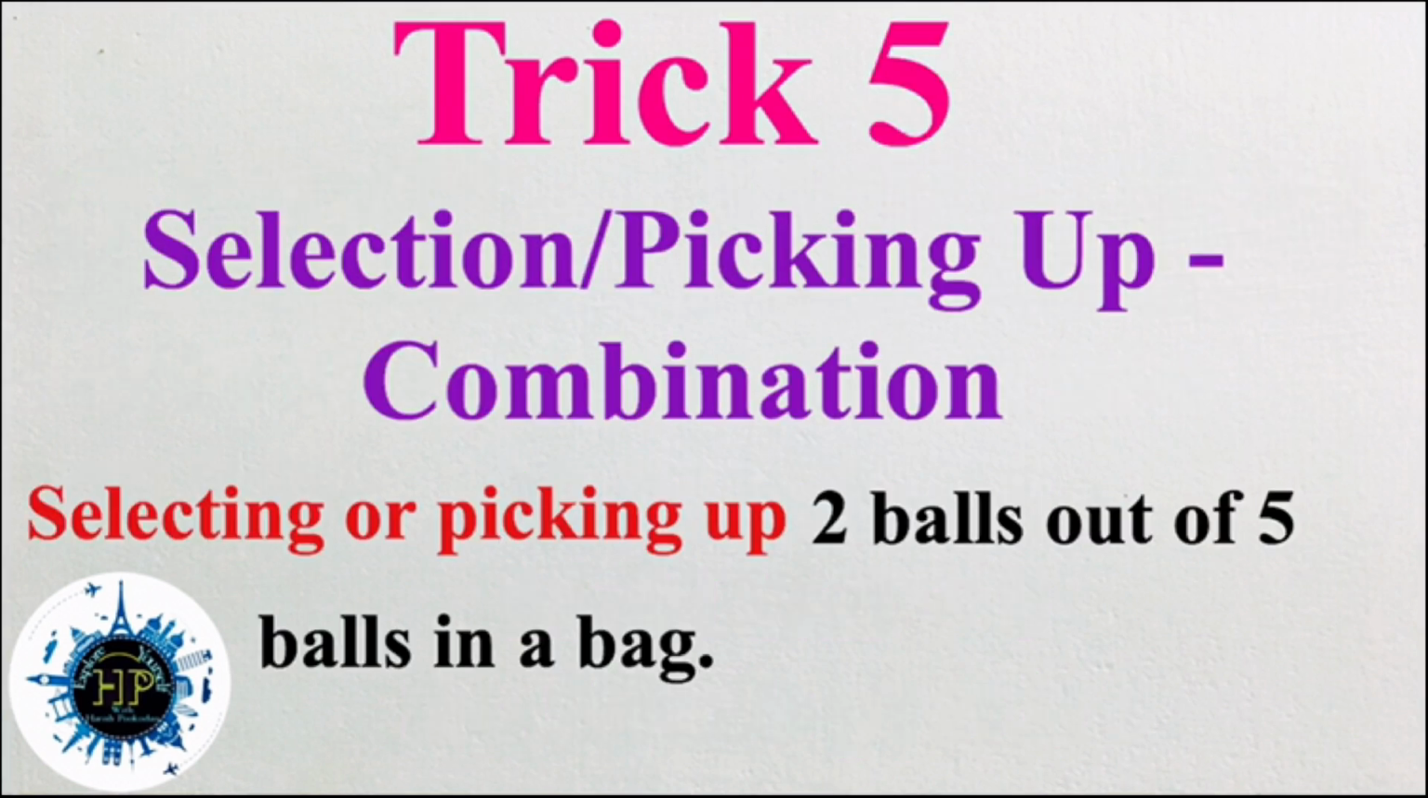So now look at trick number 5. Selection and picking up, that is combination. It is the most common question you face in aptitude examinations. For example, selecting or picking up 2 balls out of 5 balls from a bag. Here you can see the words selecting or picking up are there.